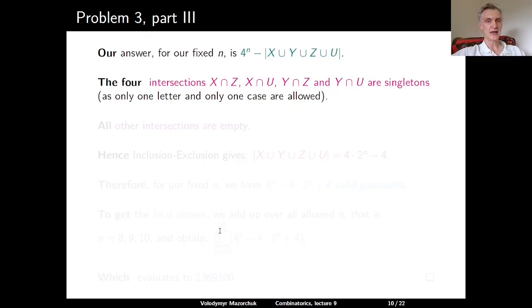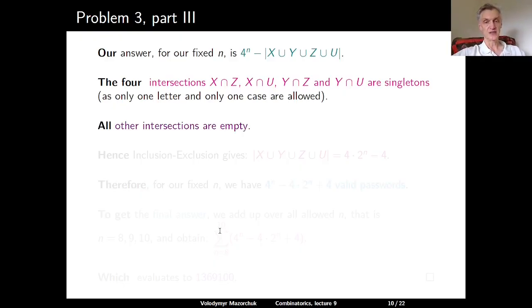For this we need to understand the intersections of X, Y, Z, and U. If we intersect X and Z, this means that we forbid one letter and one case. So what remains is only one letter and only one case. So any position has only one possibility, and there is only one element in that intersection. And similarly for the intersections of X and U, Y and Z, and Y and U. So these 4 intersections are singletons because for each of them only one letter and only one case are allowed.